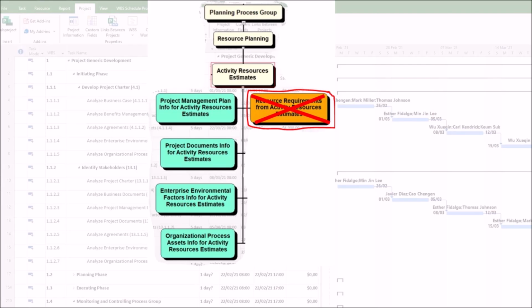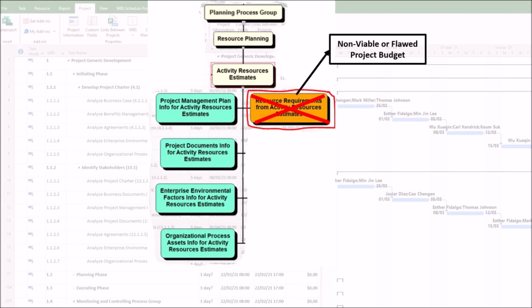A poor resource requirements output is typically characterized by being, first, inaccurate due to incorrect resource types or quantities. Second, vague due to a lack of specific skill levels, such as one developer instead of one senior Java developer. Third, incomplete due to a lack of resources for certain activities. Fourth, unjustified due to a lack of data or justification for estimates. Here's how such a poor output harms the estimate activity resources process and the project as a whole.